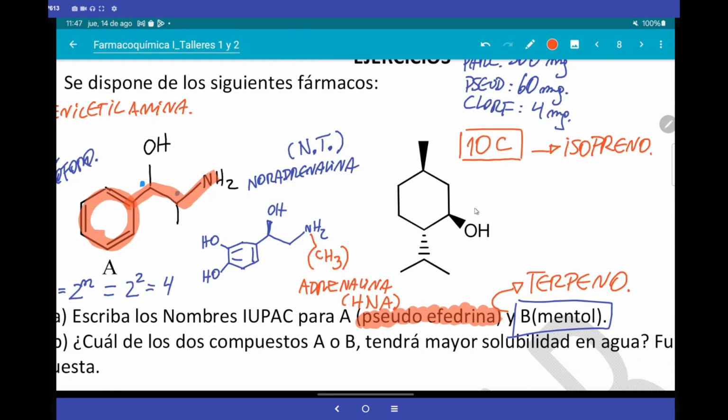Okay, and the isoprene has the following chemical structure. 1, 2, 3, 4, 5. There it is. It has 5 carbon atoms. Then any molecule that comes from the metabolism of the isoprene will have a multiple of 5 carbon atoms, and that, technically speaking, is a terpene. That is, it is a secondary metabolite, but it does not have nitrogen in the structure.